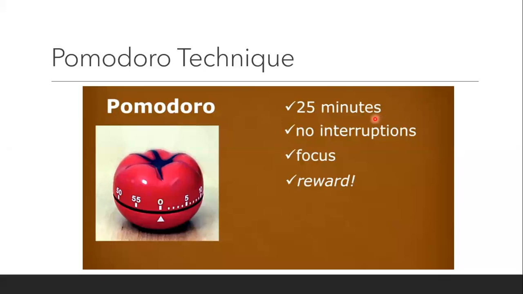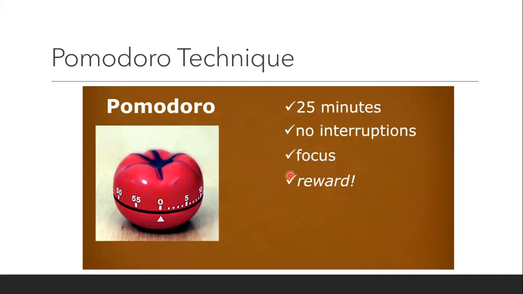In between you don't have any interruptions, so you start working, and as soon as your timer rings, you stop working and give yourself the reward. Don't cheat yourself. So what will happen?